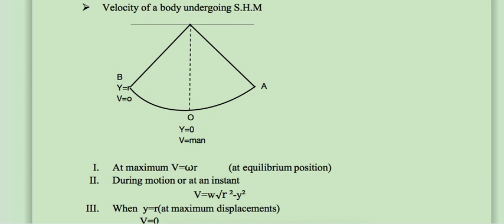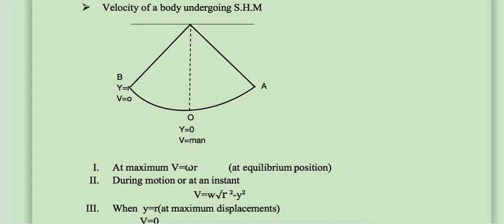When the velocity is at maximum, that is possible where? At equilibrium position. Then we have that V equal to maximum. And the formula we use there is V equal to omega R. I've told you what omega is the other time.